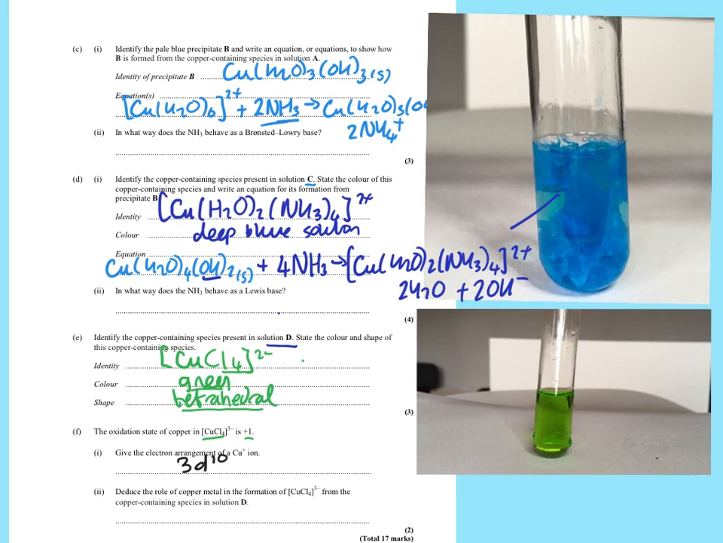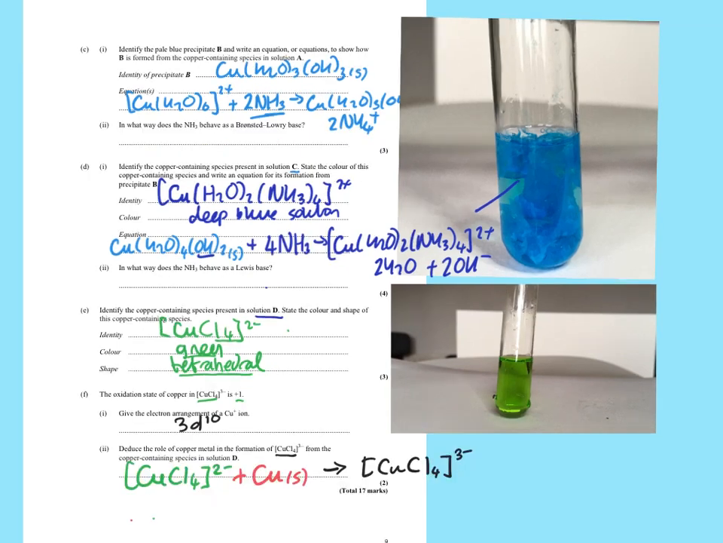Deduce the role of the copper metal in the formation of [CuCl4]3- from the copper containing species in solution D. So let's have a look at our reaction sequence again. Well, obviously this has got an oxidation state of +2, and that's +1. It has been reduced. So the behaviour of the copper is a reducing agent.